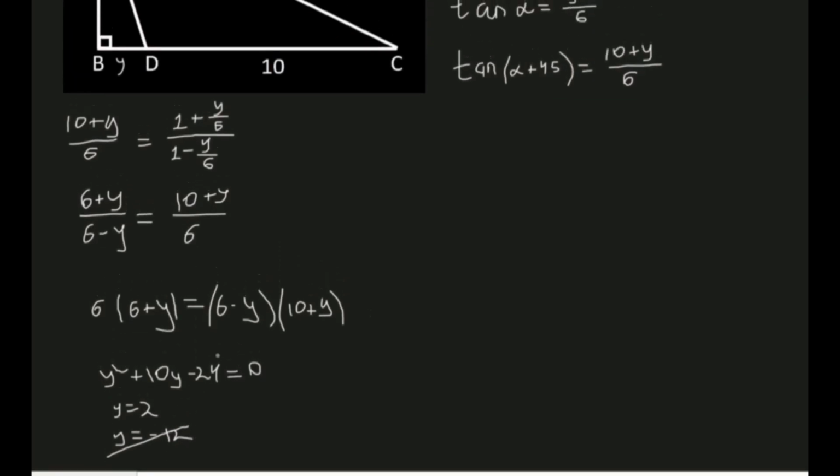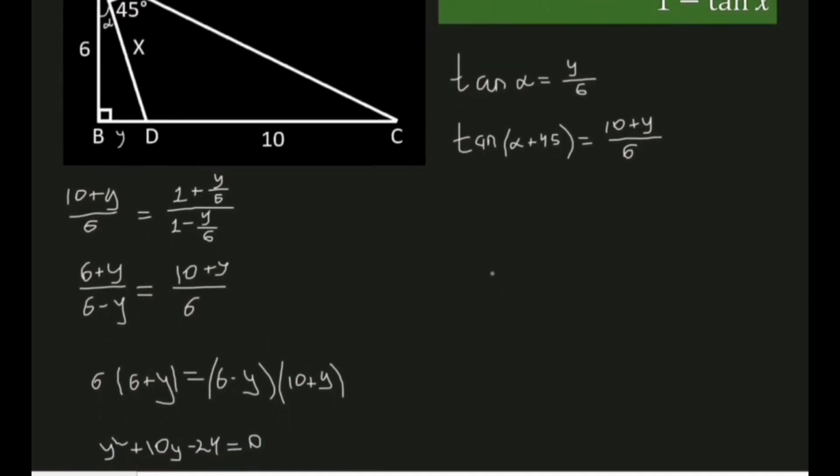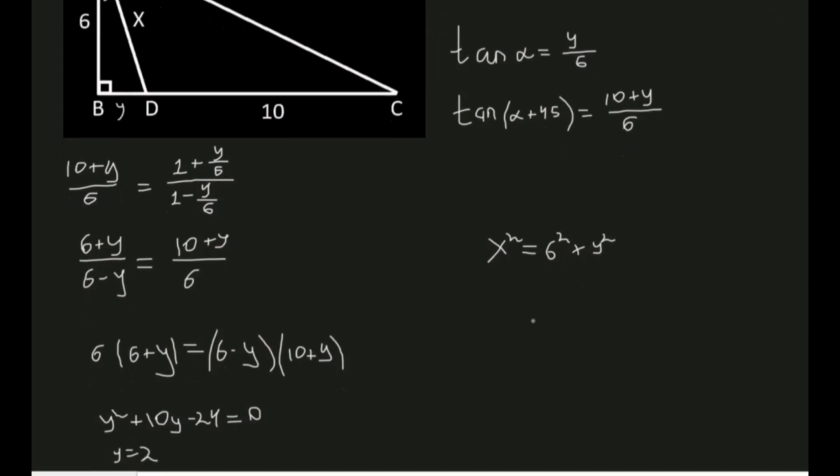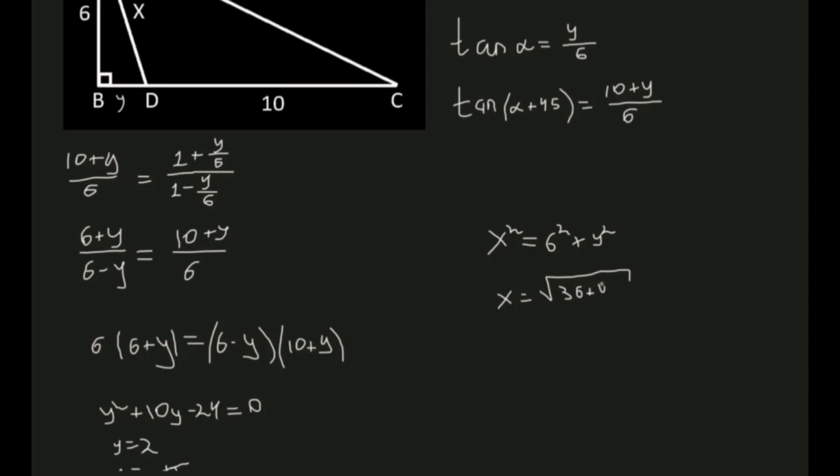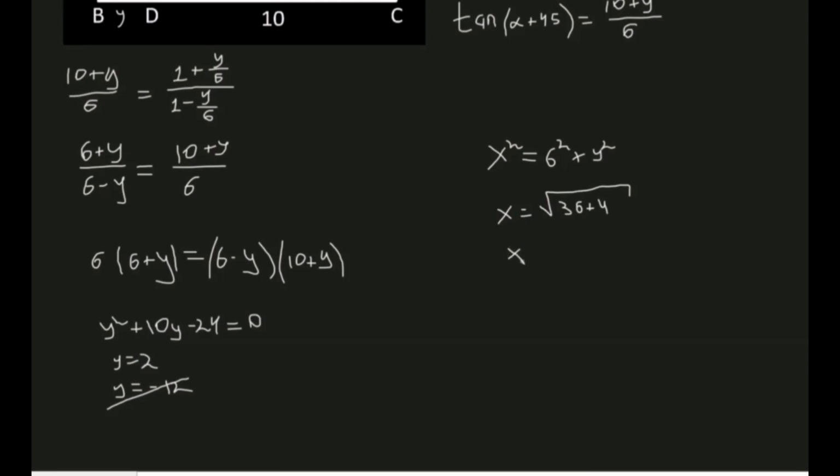After that, using the Pythagorean theorem, we can find that x squared equals 6 squared plus y squared, which means that x squared equals 36 plus 4, which means that x equals 2 multiplied by the root of 10. And here is our answer.